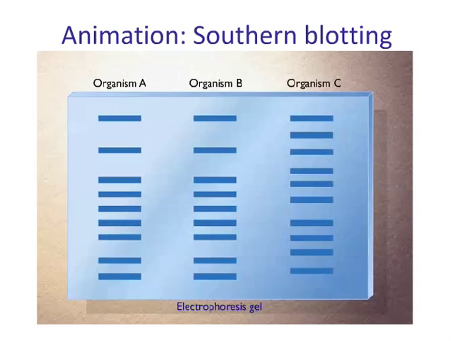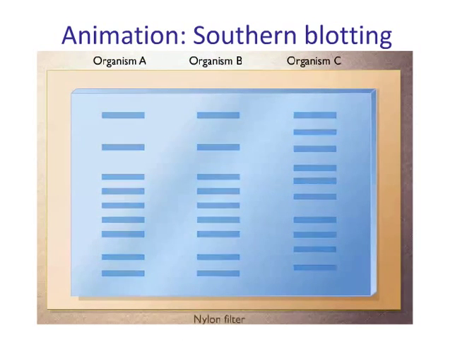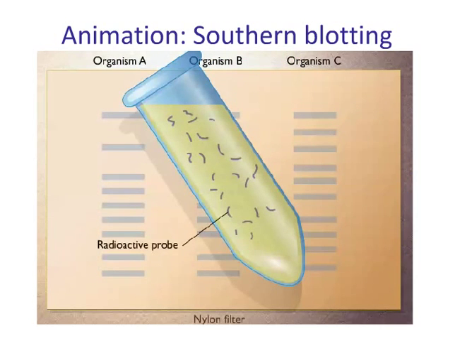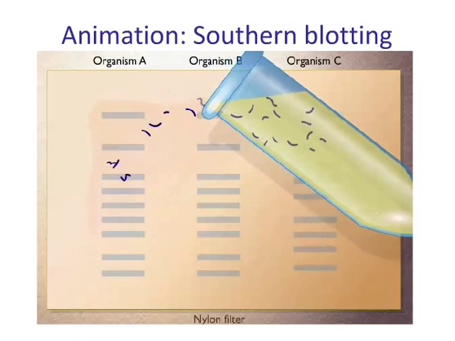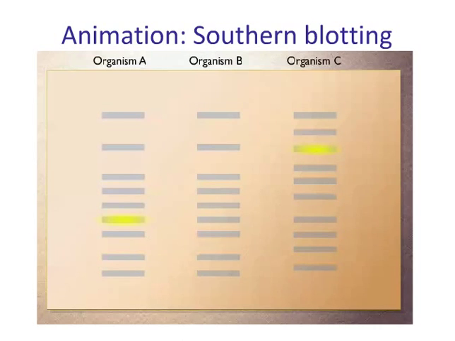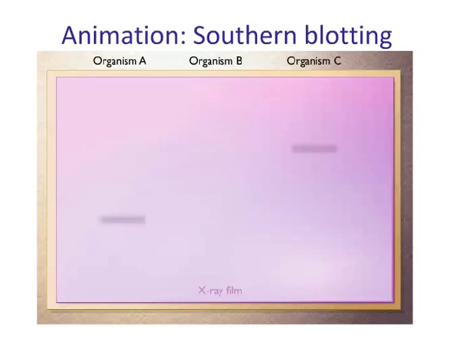The fragments are made visible with ethidium bromide. The DNA is then transferred from the fragile gel to a nylon filter. Next, the radioactively labeled nucleic acid probe is added. The probe binds to complementary DNA segments. Note that the DNA segment being probed is not present in organism B. To detect the position of the radioactive probe, the nylon membrane is covered with an X-ray film. After development, the positions of the probe become visible.